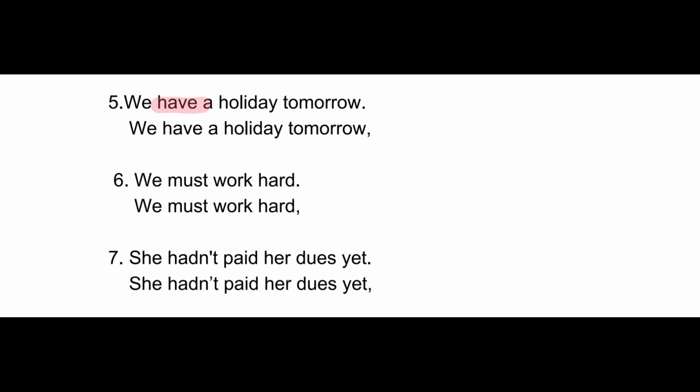So for question tags, we have learned one rule. When the main verb is there in the present tense, we use do or does. So here the subject is we, so we can use do. So, don't we. Sixth sentence, we must work hard. Our helping verb is the modal auxiliary must. So mustn't we. And seventh sentence, she hadn't paid her dues yet. Hadn't, here the sentence is negative and had is our auxiliary. So had she.